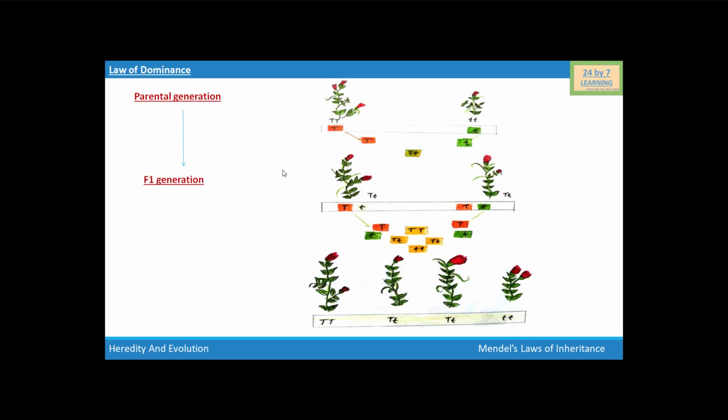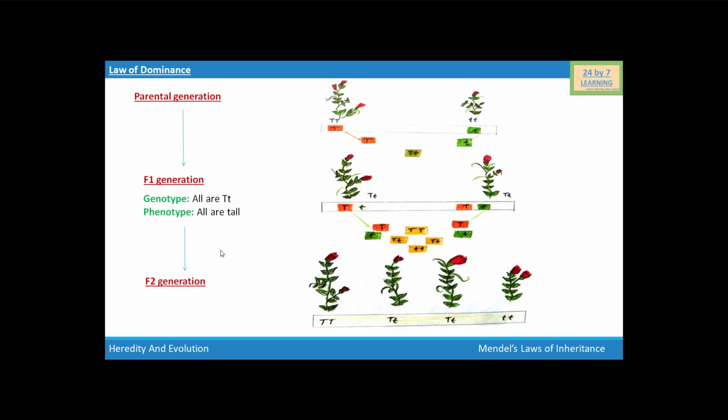In the F1 generation, you can see the genotypes of both the plants are capital T and small t, while both the plants were tall. That means the phenotype of both the plants was tall. This is due to the law of dominance, because here capital T, the allele for tallness, is dominant over small t, the allele for dwarfness. So here you can see the law of dominance.